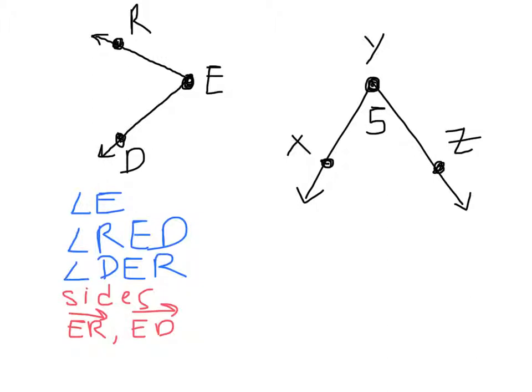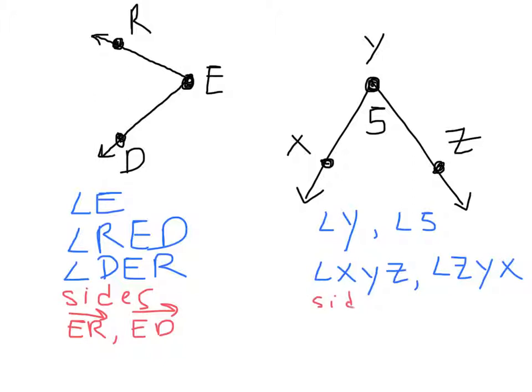Let's move on to the second angle here at the right. So this one has some more choices because you have that number right in the middle there. So we could call this angle Y. We could call it angle 5. You can name it angle XYZ. And also angle ZYX. The sides, again, are made out of two rays. So we could name these sides as ray YX and ray YZ.